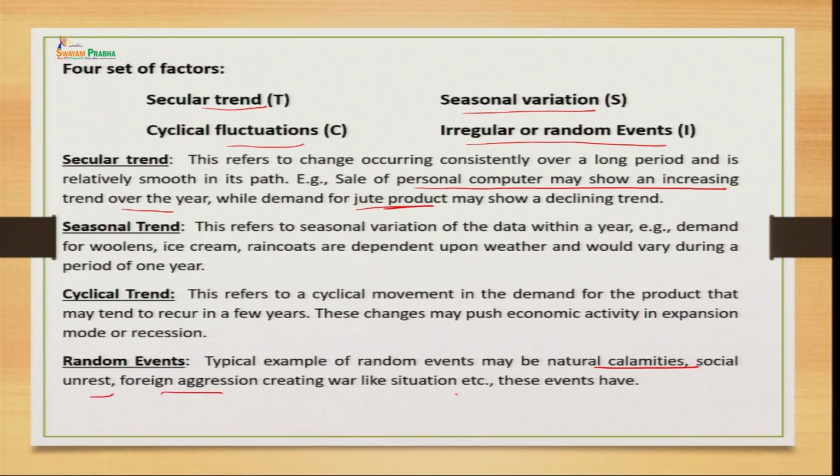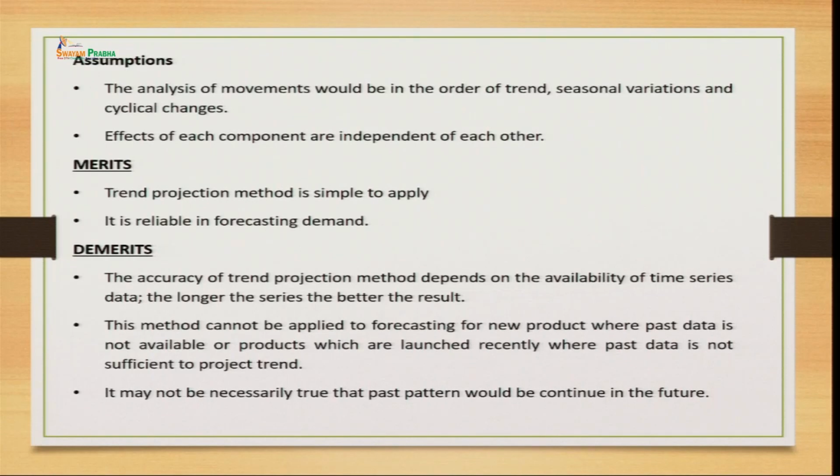So, if any irregular event or random event takes place, what happens to the demand of your commodity during that point of time, you study it, right. Again, with this method we have certain assumptions. The first assumption is that whatever happened in the past is going to happen in the future, and each component of these trends is independent of the others. Again, this method is simple to apply and it is a reliable method of demand forecasting.